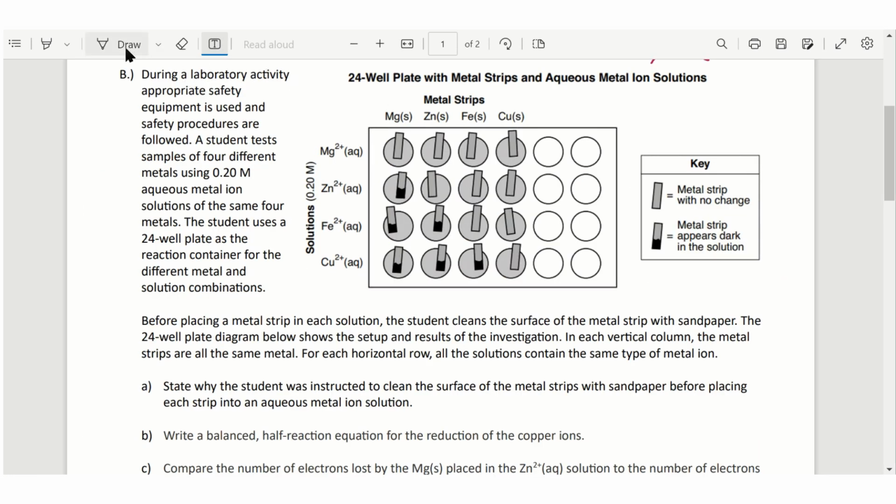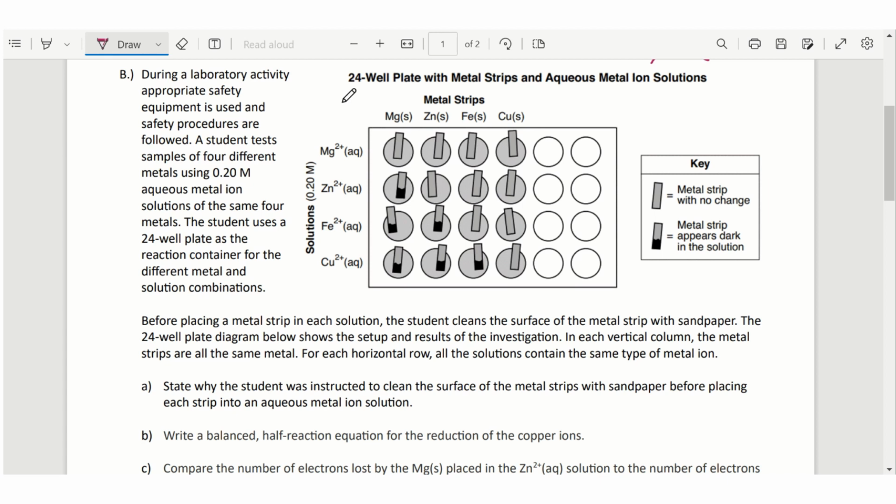All right, now we're going to do this next question. So during a laboratory activity, appropriate safety equipment is used and safety procedures are followed. A student tests samples of 4 different metals using 0.20 molar aqueous metal ion solutions of the same 4 metals. The student uses a 24-well plate as the reaction container for the different metal and solution combinations. Before placing a metal strip in each solution, the student cleans the surface of the metal strip with sandpaper.